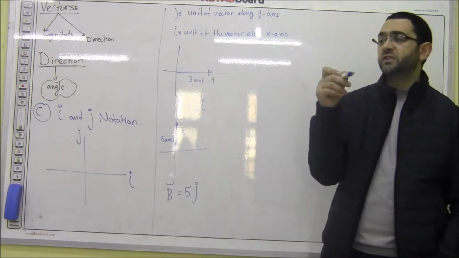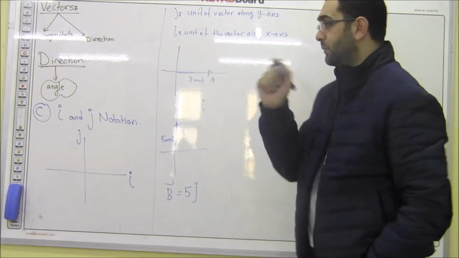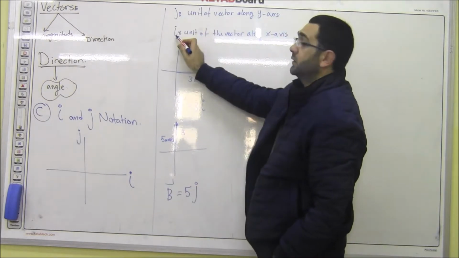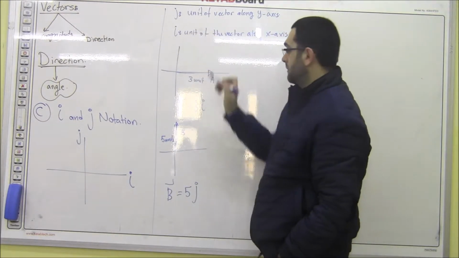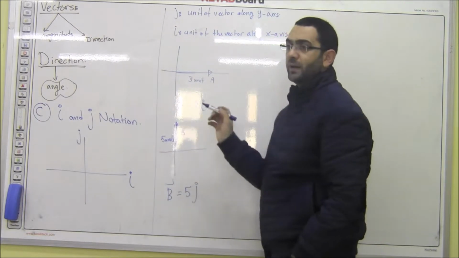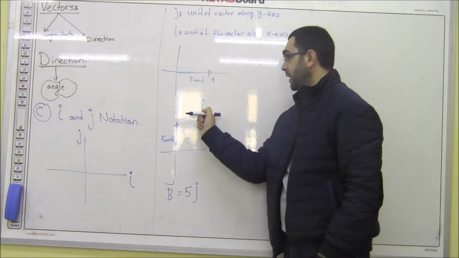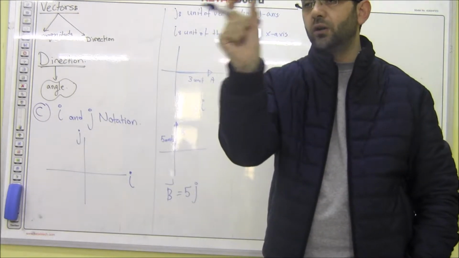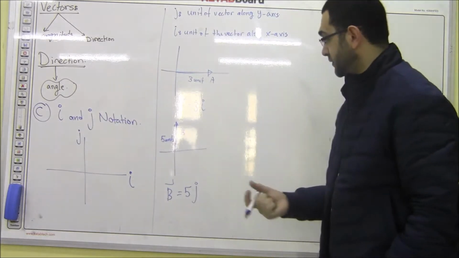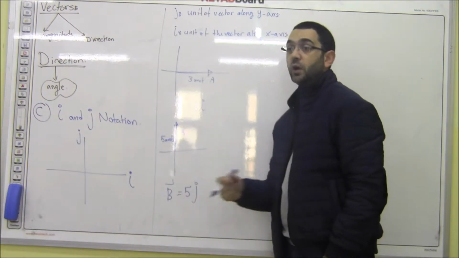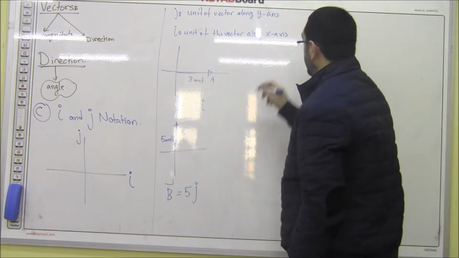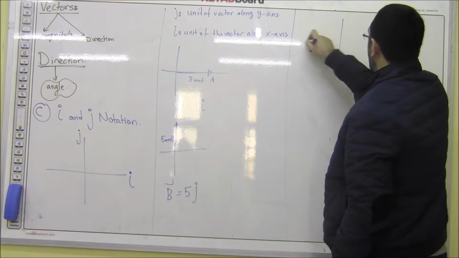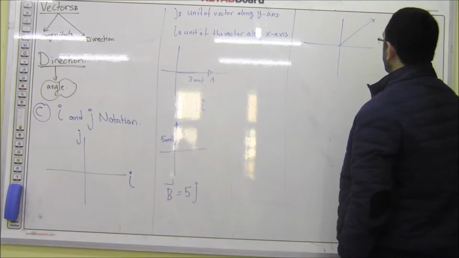Some physics textbooks may use x and y, so we may write 3x plus 5y. No matter. Actually, I is the unit of the vector along the x-axis, and J is the unit of the vector along the y-axis.